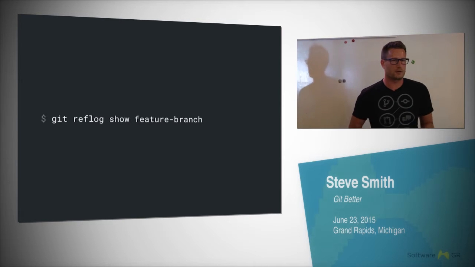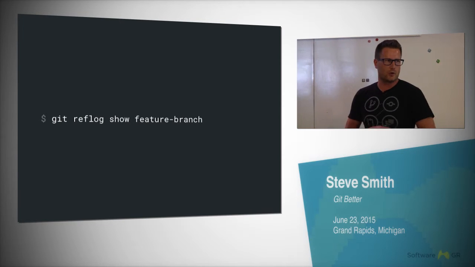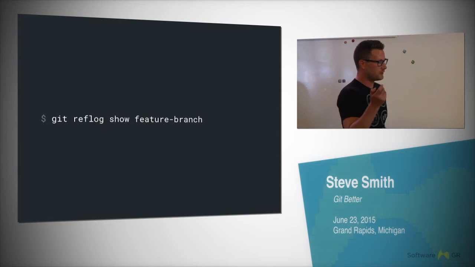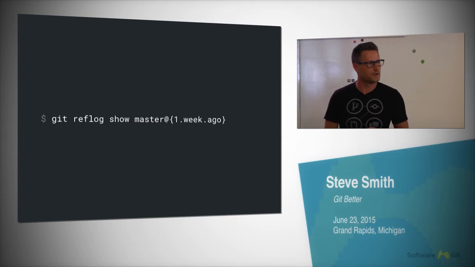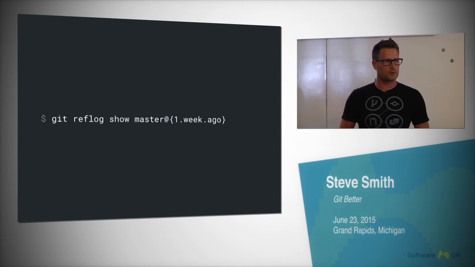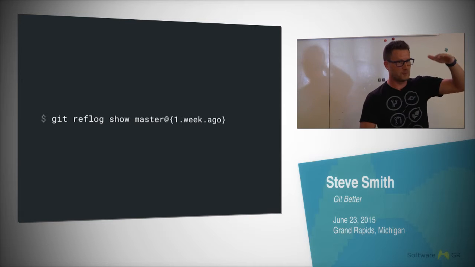So you can git reflog show a branch name, and it will show all the changes to that branch name. You can even go so far as to specify a date range. So you can say git reflog show master@{1 week ago}, and it will show all of the reflog entries from last week.